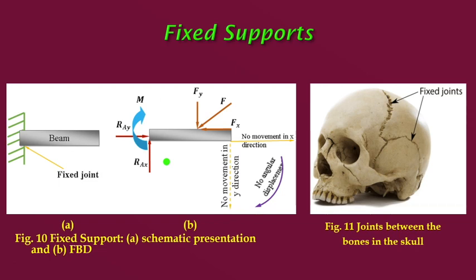The third type of support is the fixed support. In this type of support, a beam is inserted within a wall. It is a fixed support and the corresponding joint is a fixed joint. Here the bones of the skull are an example of the fixed joint. Fixed joint means what?